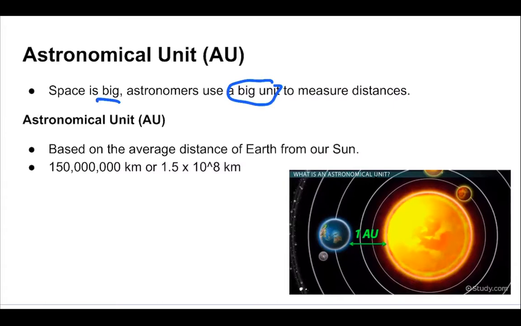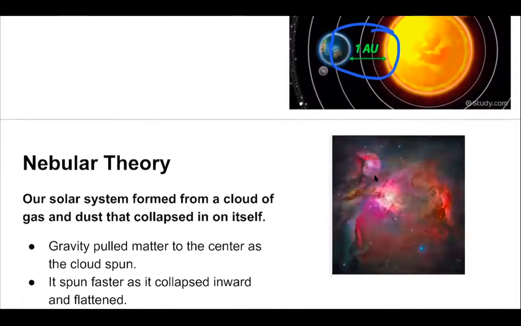And so astronomers use what's called an astronomical unit, or an AU. It's based on the average distance of Earth from the sun, and so we just measure everything relative to that. It comes out to be about 150 million kilometers. But we'll keep it simple and we'll just use astronomical units. You'll be using them in your activity today.